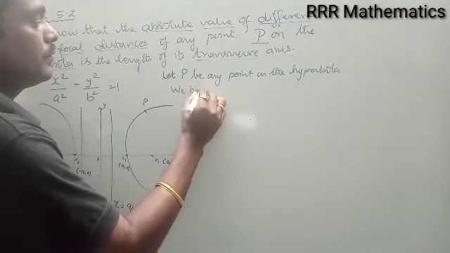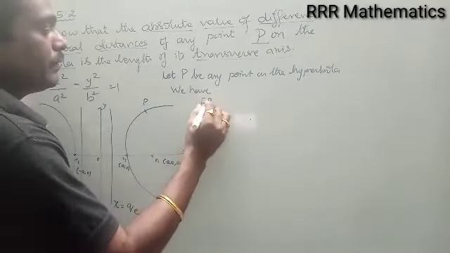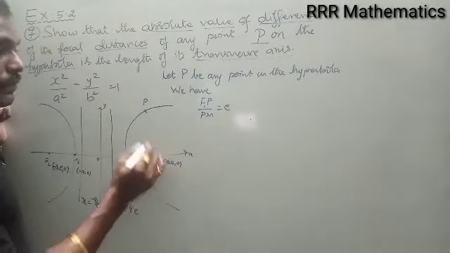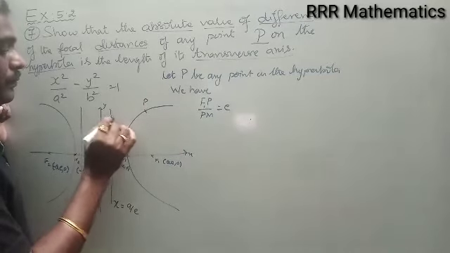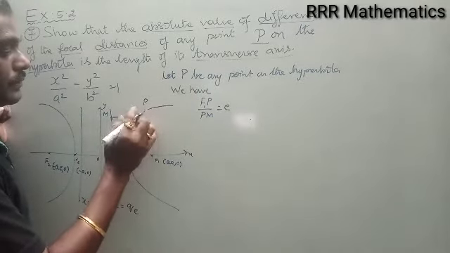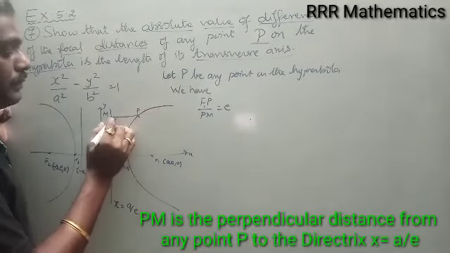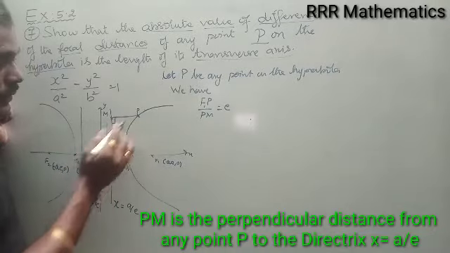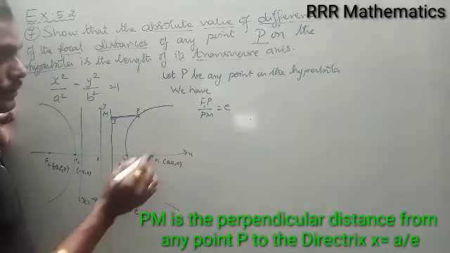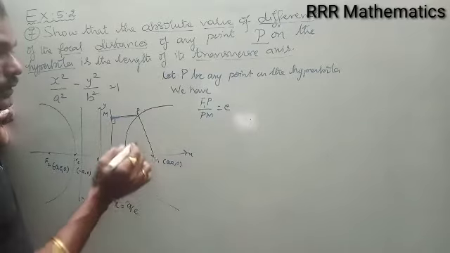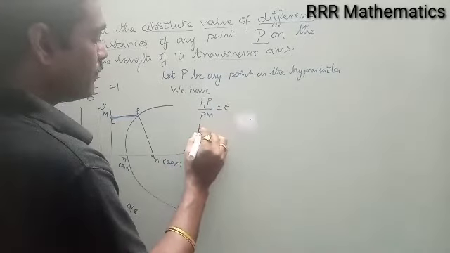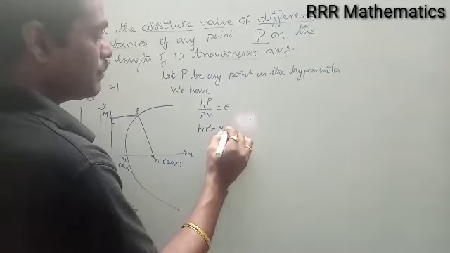We have F1P by PM equal to e. F1 is the focus, P is any point, and M is a point on the directrix, where PM is the perpendicular distance from the point P. Now we have: the distance from the focus to any point P divided by the perpendicular distance PM gives e, the eccentricity. So F1P equals e into PM.